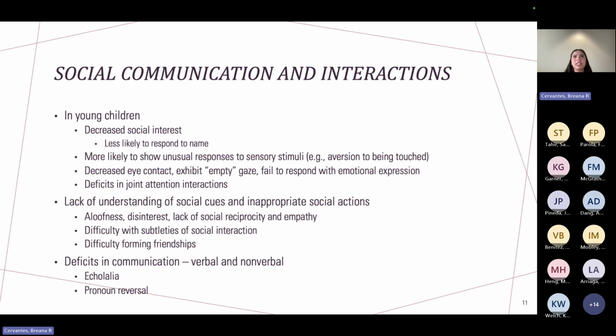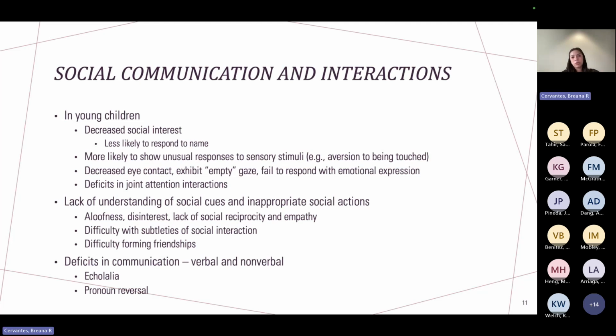Now, I think it's important to say too, that's not to say that there is no empathy. I think the perception, though, is that because the actions to show empathy are not there, it seems as though there's a lack of empathy. Difficulty with subtleties of social interaction, so difficulty managing sarcasm or reading between the lines. Different things about social group behavior.